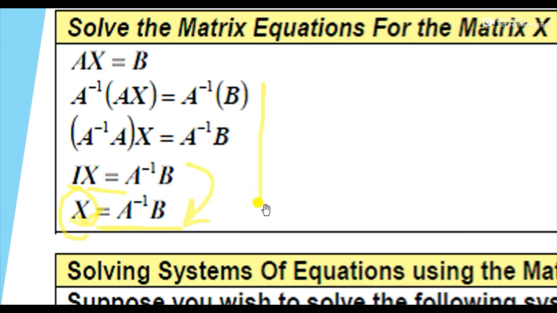Once again, we have multiplied A inverse on both sides to solve for the value of X. A inverse into A will give an identity matrix, which in turn when multiplied with X will give us X only. And A inverse B will be as it is. So finally what we get is that X equals A inverse B. This is our solution, and the procedure is given here.